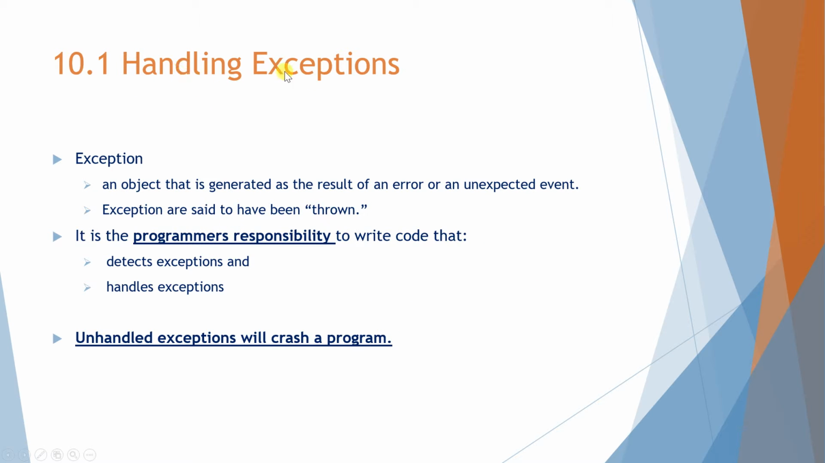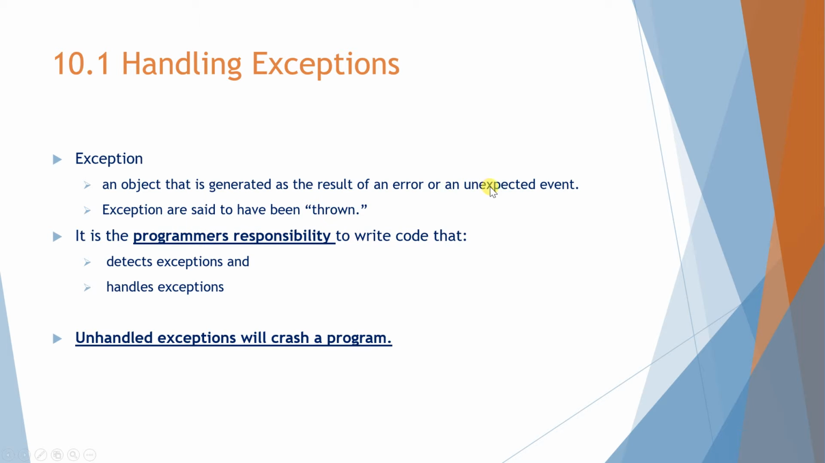An exception is an object in Java, just like everything else, right? A string is an object, everything else is an object. An exception is an object that is generated as the result of an error or an unexpected event. We've been dealing with this a lot, actually, even though you might not have paid attention.